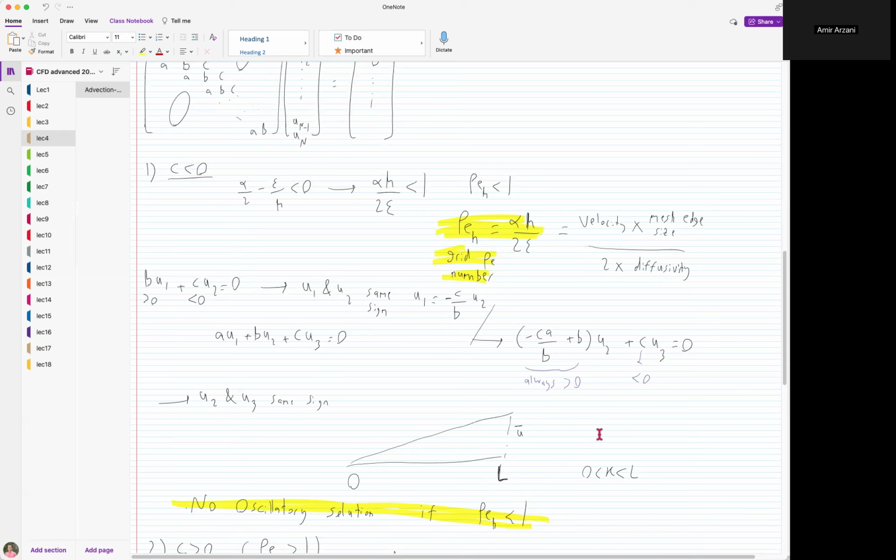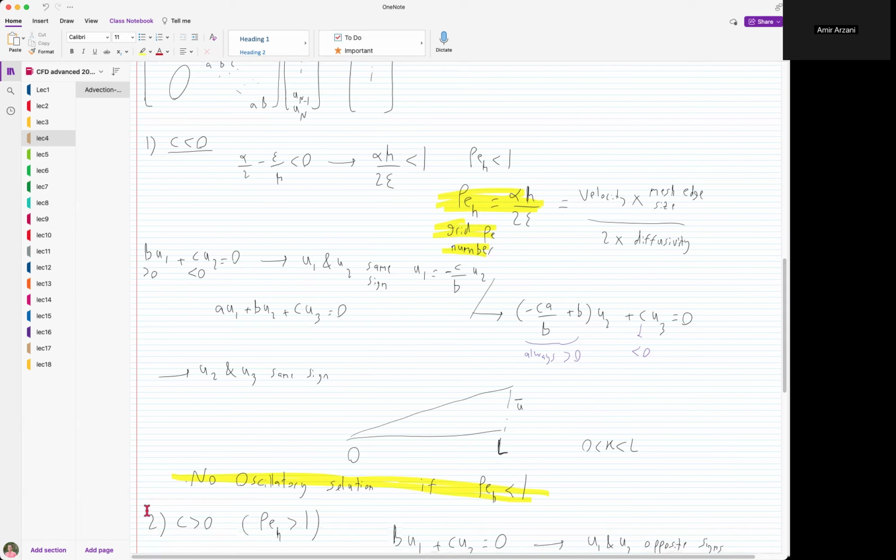A big challenge with solving convection-dominated problems, which happen a lot in fluid mechanics, is that you get these spurious numerical oscillations that are not desirable because they're not part of the physics. They're not real. They're numerical. And they can also cause stability problems. So in this case, where the grid Peclet number is less than 1, I proved that I do not get any of these oscillations. My solution behaves nicely.